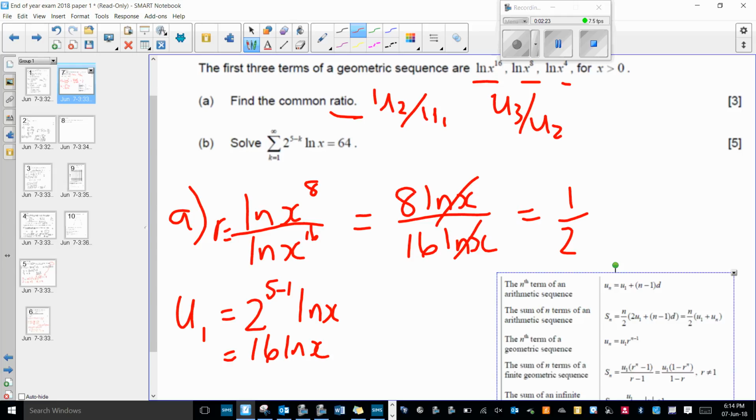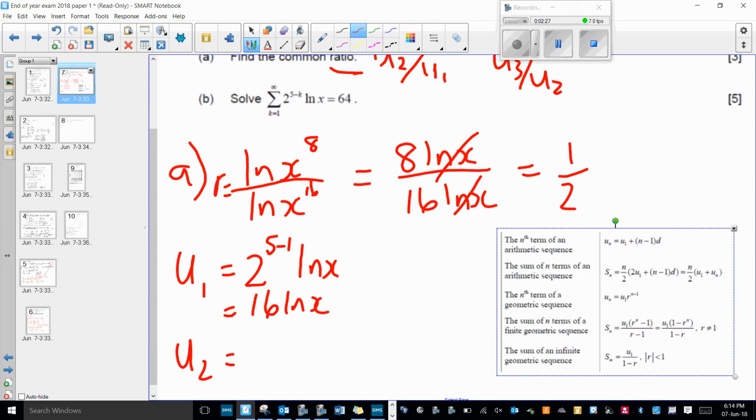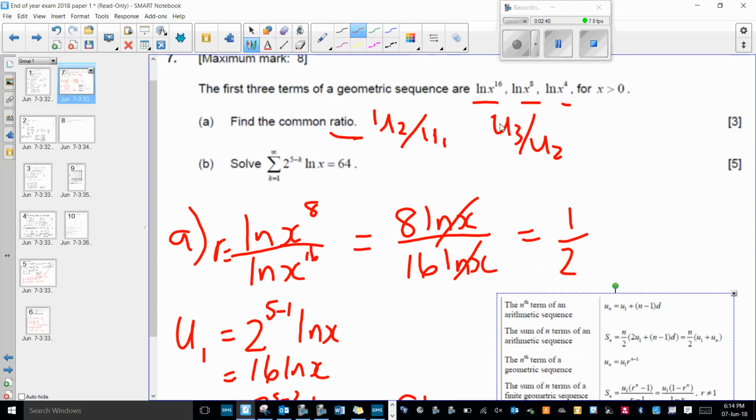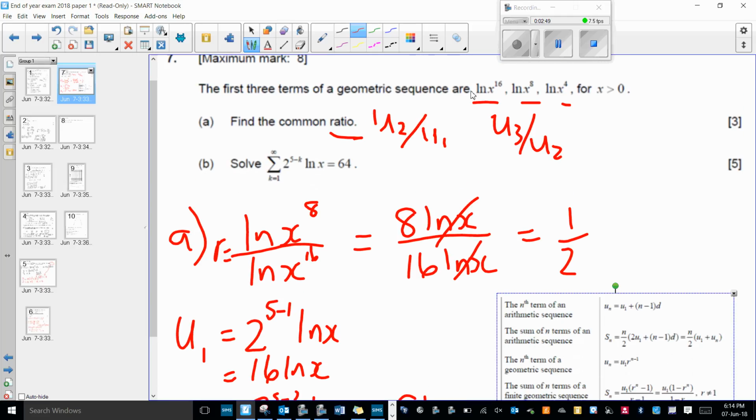u2 would be 2 to the power 5 minus 2 ln x, which would be 2 to the power 3 ln x, which is 8 ln x. At this point, I would hope that you think, aha, these are the same values, therefore we're talking about the same sequence as we had up here. This value could come in front: 16 ln x, 8 ln x, 4 ln x. So we're using essentially this sequence.